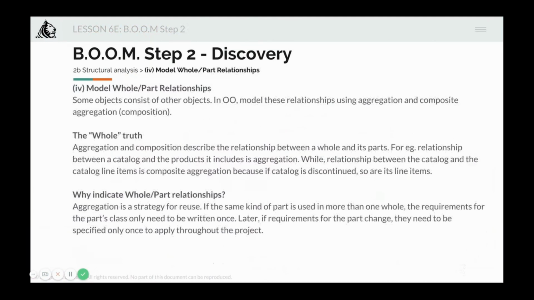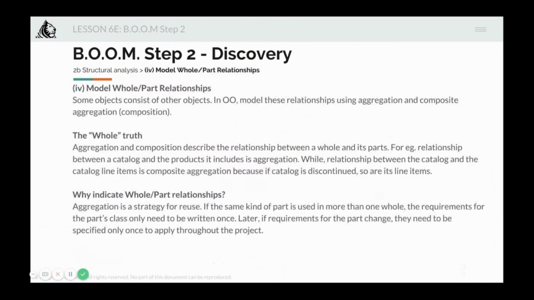Let's talk about whole part relationships, which is a very important part of the structured analysis. So some objects consist of other objects. In object oriented, you model these relationships using aggregation and composite aggregation. Aggregation and composite aggregation describe the relationship between a whole and its parts. Aggregation is the more general term. It just means that there is some kind of whole part relationship. Composite aggregation is more specific. It means that the whole owns the part entirely. The part may not belong simultaneously to any other whole.